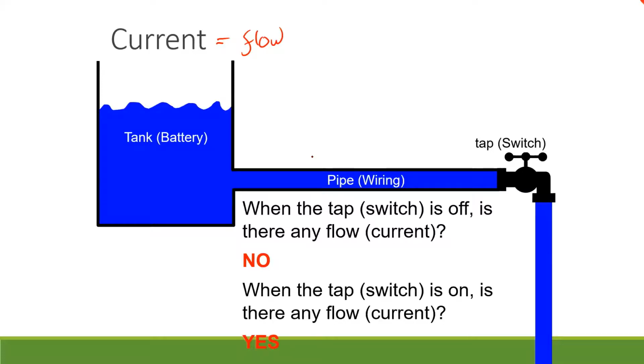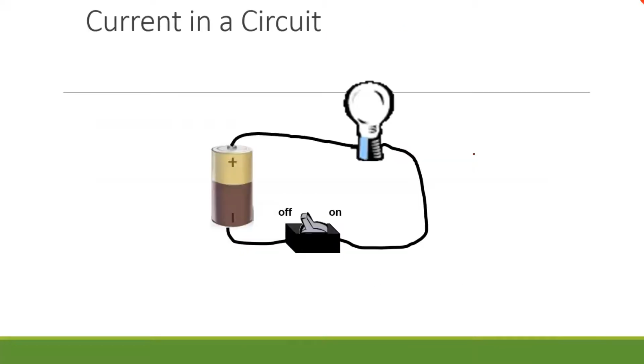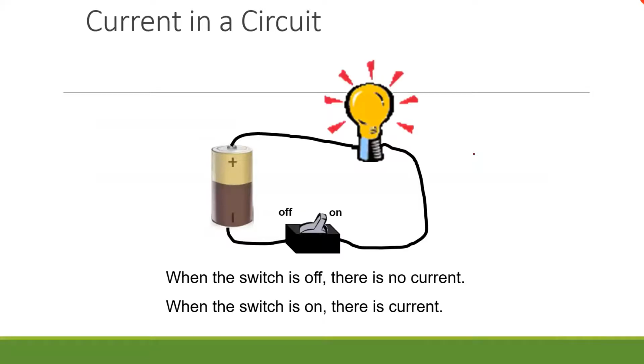So when the switch is closed, there is no current. There is no movement. There is no flow. In order for there to be a flow or a current or a movement of charge, you need to have the switch open. So what does that mean for a regular circuit? A regular circuit, if the switch is off, there is no flow. When the switch is on, there is a flow, there is a current.